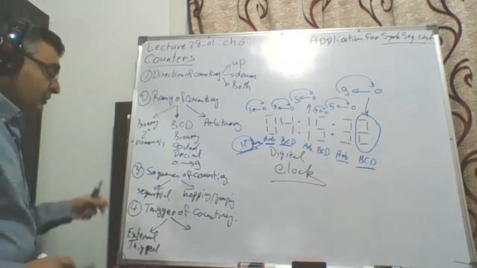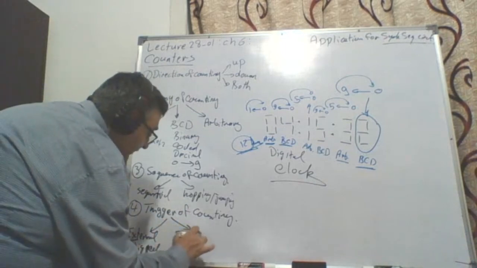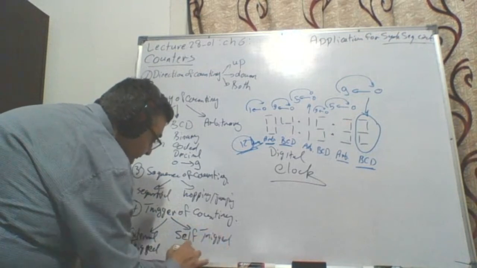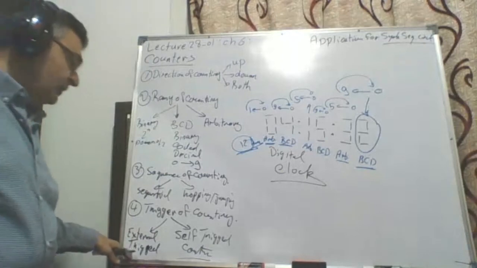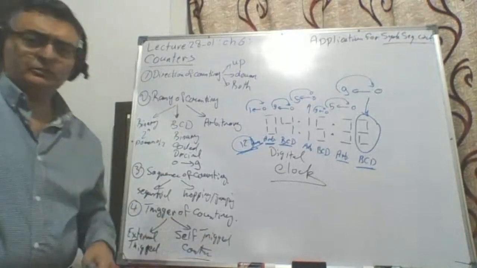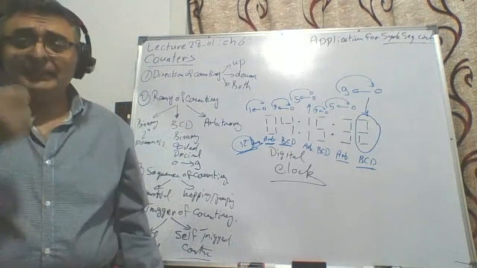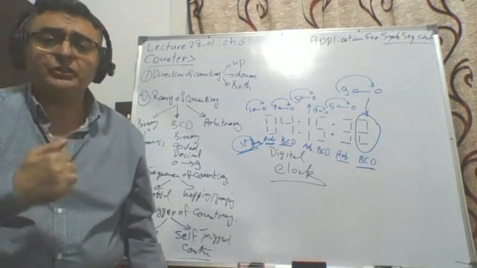External triggered counters, or what we have, the self-triggered counter. It's either external triggered or self-triggered. What does it mean by self-triggered? Self-triggered means the counter is counting without external trigger.